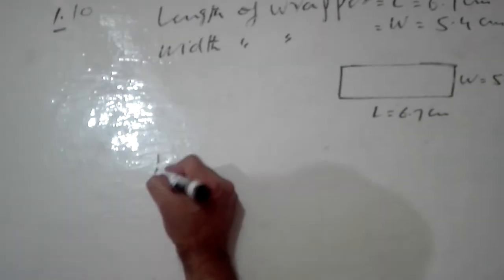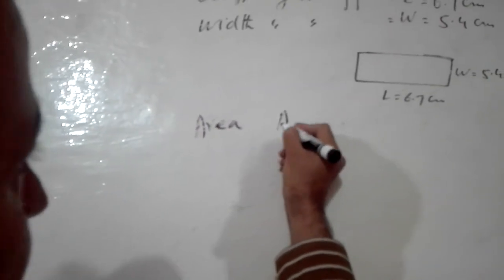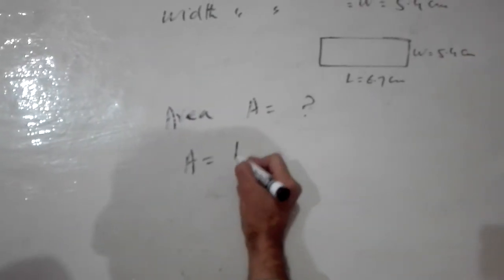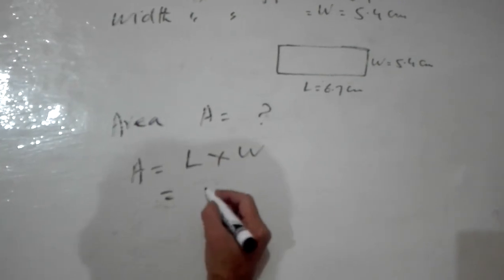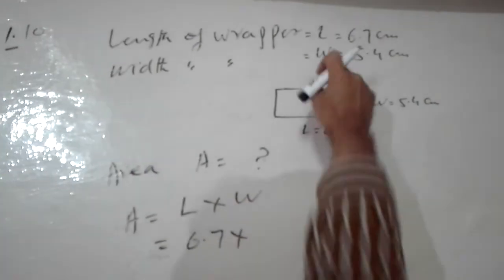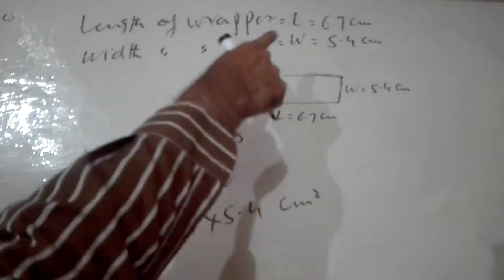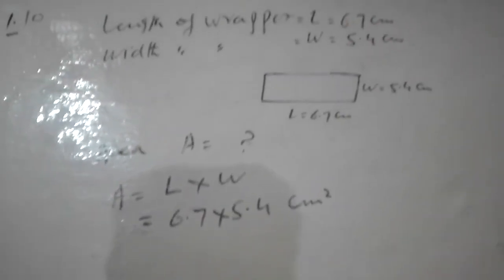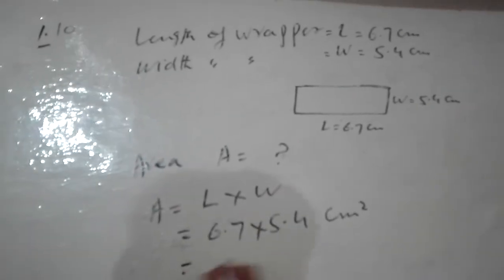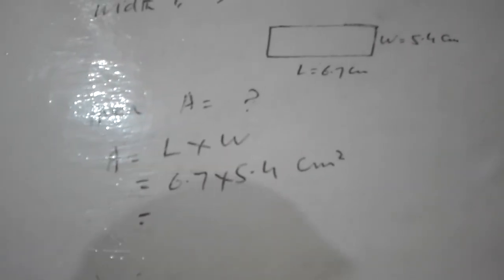So you know what he's asking you? You have to find the area. He's asking you to calculate its area. Area A you have to find out. So this is our given data. I think you know the formula of rectangle. Length into width gives you area. So area A equals length into width. What is length? 6.7. What is width? 5.4. And centimeter square. When both are centimeter, it gives you centimeter square, because area is also in the form of unit. When you write the unit of area, that is in square.